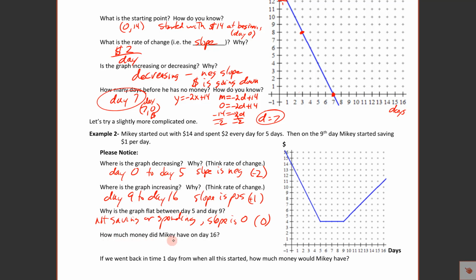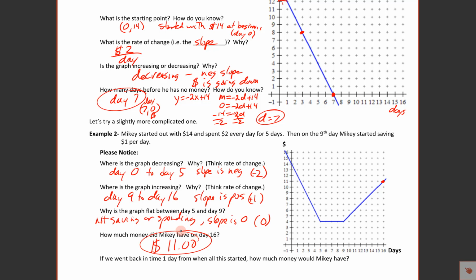And it says, how much money did Mikey have on day 16? Well, let's follow the days out to day 16. It's right here. And then let's follow it straight up. It would hit about right there. And then let's follow that over. How much money would that represent? That would represent 11. So he would have $11 on day 16.